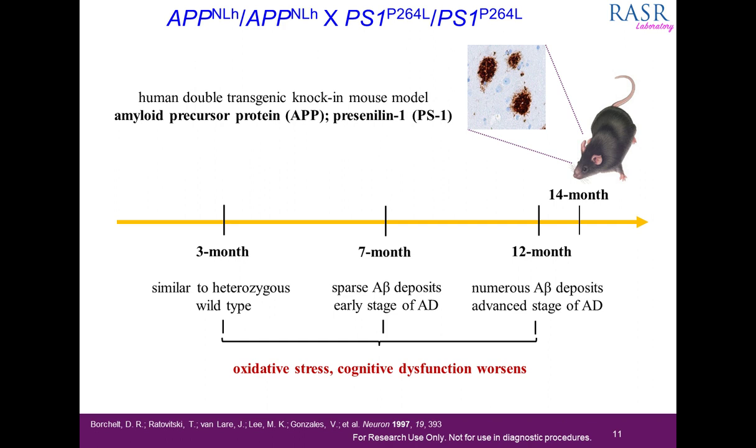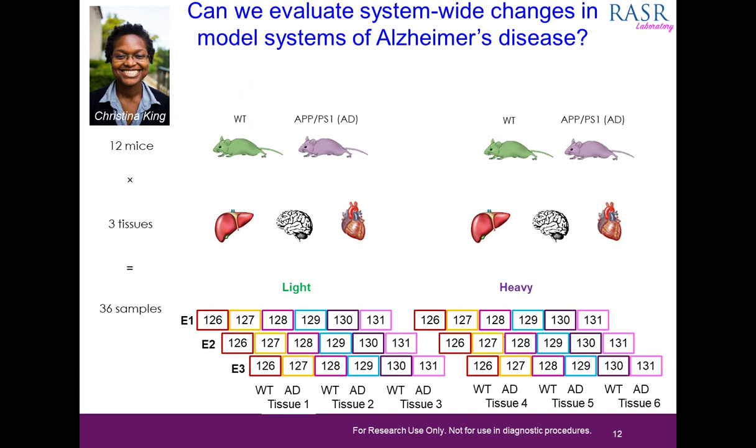What you notice in this model is that as it gets older, or disease progresses more, you go from an animal that is similar to a wild type at 3 months to an animal that starts to exhibit early stages of Alzheimer's disease with sparse amyloid deposits in the brain, that in later stages has numerous amyloid beta deposits similar to some of the pathology in humans. This isn't a fully comprehensive model of Alzheimer's disease, but it is one that allows us to get some insight about changes that are taking place in the disease. And for the studies that I'm going to talk about, we looked at 14-month-old animals.